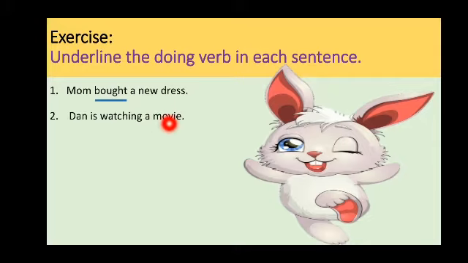Dan is watching a movie. What is doing verb here? Watching. Watching is showing an action. So it is doing verb. The sun shines brightly. Can you see the doing verb here? Yes, shines. Shines is a doing verb.